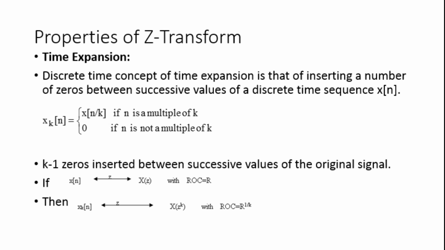If we take the z transform of x of n, we get X of z with ROC equal to R. Then if we take the z transform of xk of n, we get X of z to the power k with ROC R to the power 1 by k.